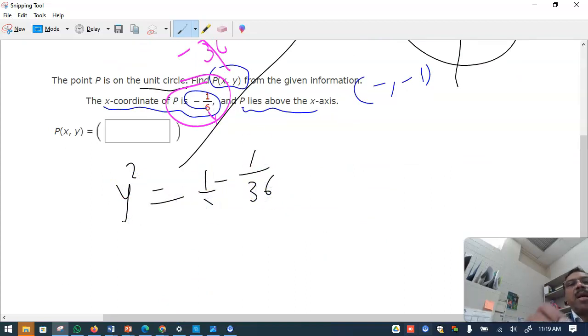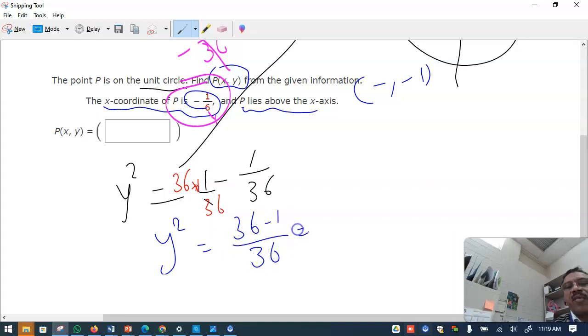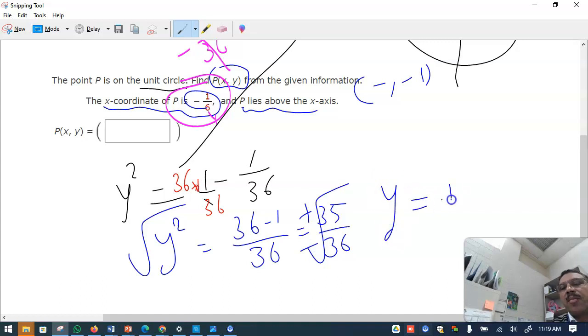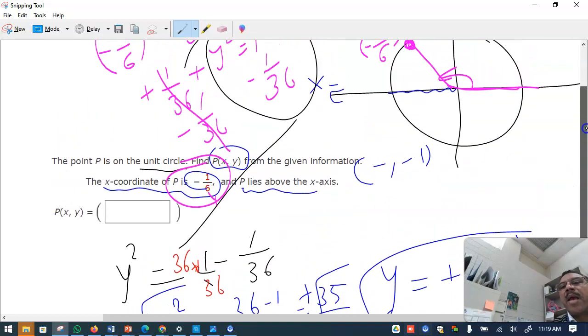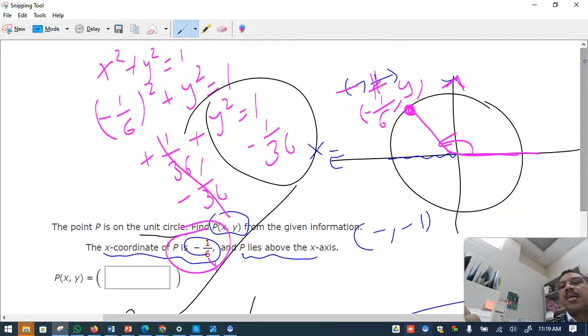I'm going to write this whole thing down. Then multiply and divide by 36. Why do we multiply? Because you want to have the common denominator, the least common multiple. So that is 36 minus 1 over 36, which is 35 over 36. And then you take the square root of this, which would be plus and minus, but y has to be positive. So it is square root of 35 over 6, because the square root of 36 is 6. So this is your final answer. You go back here. The answer is plus square root of 35 over 6, and you're done.